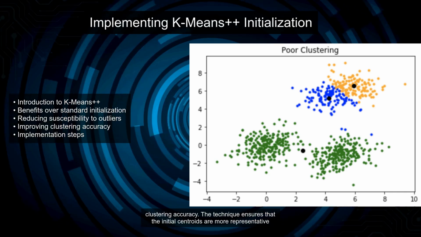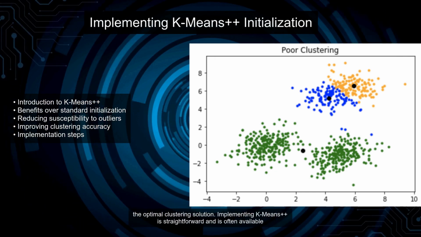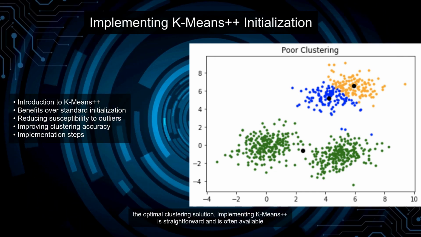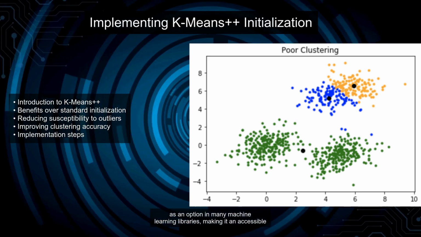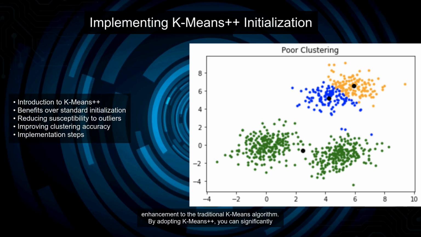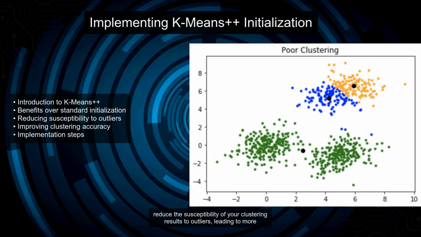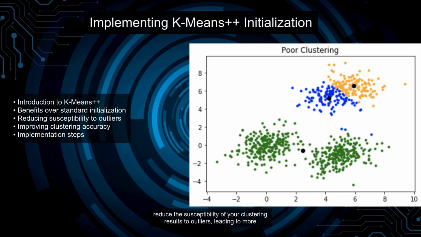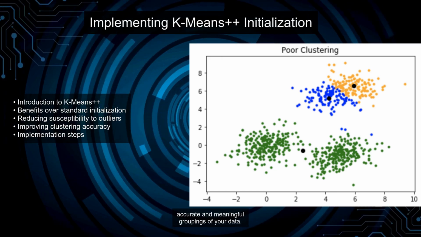The technique ensures that the initial centroids are more representative of the data's distribution, leading to faster and more reliable convergence to the optimal clustering solution. Implementing k-means++ is straightforward and is often available as an option in many machine learning libraries, making it an accessible enhancement to the traditional k-means algorithm. By adopting k-means++, you can significantly reduce the susceptibility of your clustering results to outliers, leading to more accurate and meaningful groupings of your data.